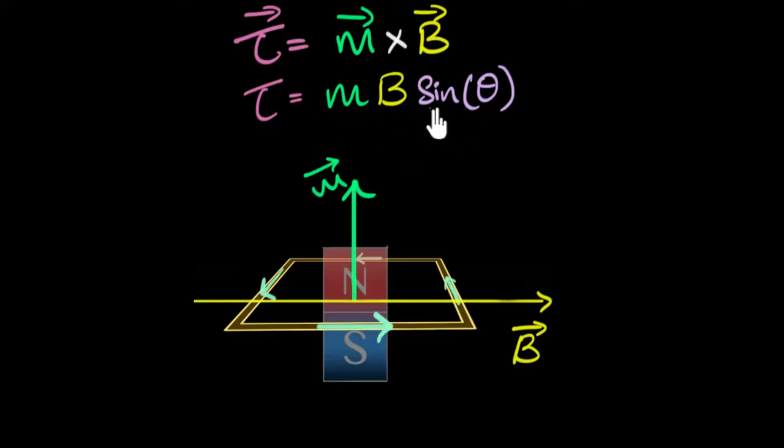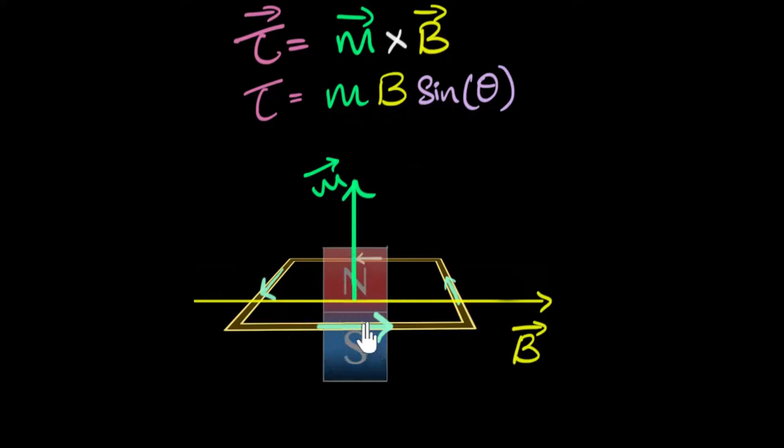Finally, it says that the torque also depends upon the sine of the angle between the two. What does that mean? Well, let's look at it. In this particular case, theta, the angle between the m vector and the B vector, is 90 degrees. So the equation is saying that the torque is maximum.